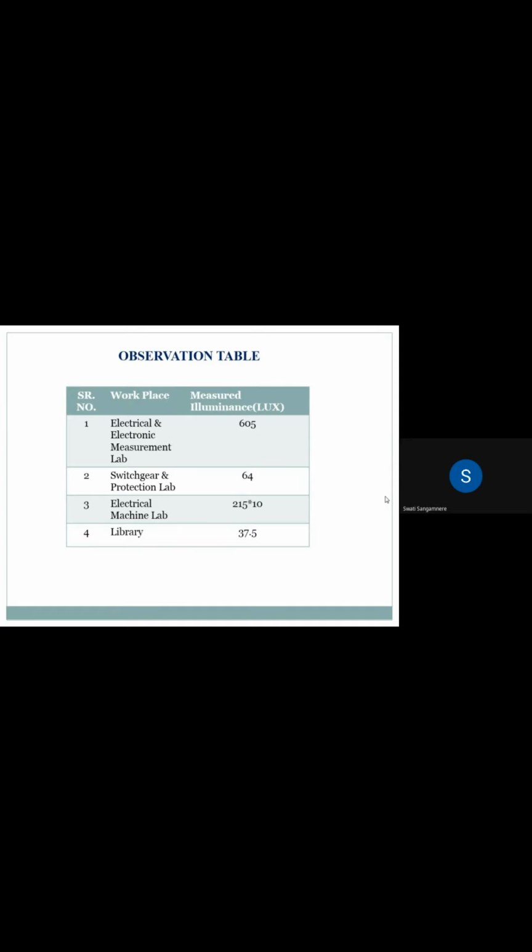So we can write down these readings in the observation table. See, the illumination level in the electrical and electronic measurement lab is 605 lux, then in the switchgear and protection lab it is 64 lux, then in the electrical machine lab it is 215 into 10 lux, and in the library 37.5 lux. So in this way we can measure the illumination level at different workplaces by using the lux meter.